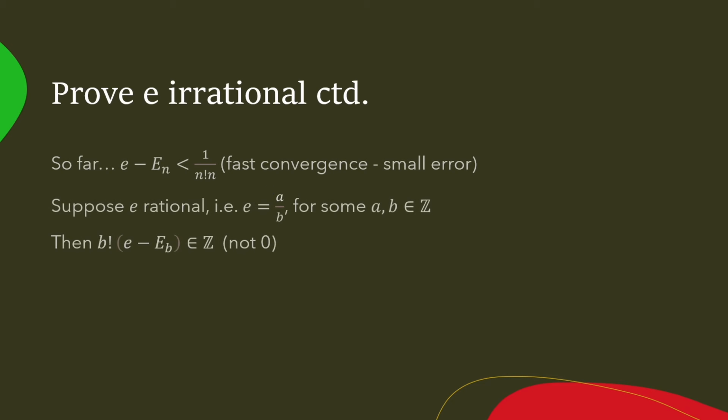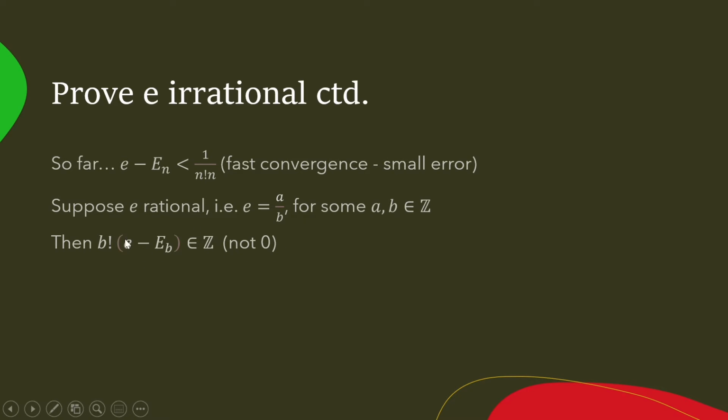Anyways, so going on with the proof, we want to prove that e is irrational. So what we're going to do is suppose for contradiction e is a rational number. So in other words, that e is some integer fraction, so a over b for some integers a and b. Then what that means is that if we look at this modification of the error, where we take the error here, e minus e sub b times b factorial, so that's what we multiply by, that has to be an integer, and it's a non-zero integer.